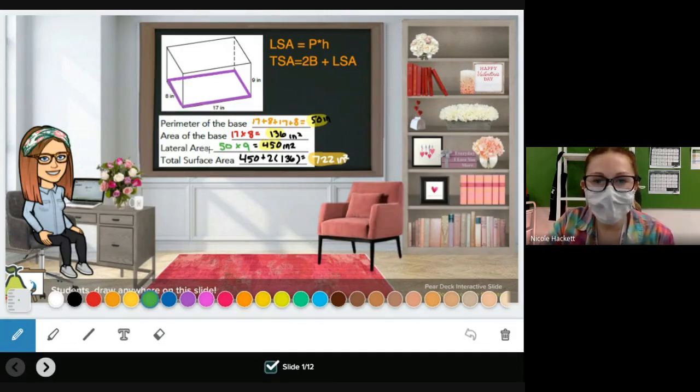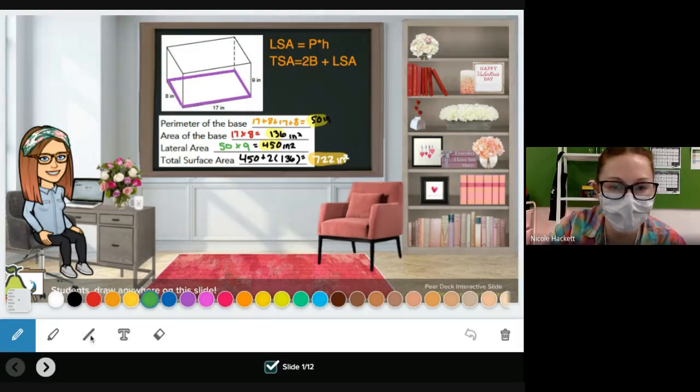And then in order to finish off finding my lateral area here, I'm going to multiply that perimeter of the base times the height of the whole thing here. So I've got 50 times 9, giving me 450 inches squared. And then for the total surface area, I take my lateral surface area, I add it to 2 times the area of the base, which was 136. So when I simplify that all together and add it, I get 722 inches squared.